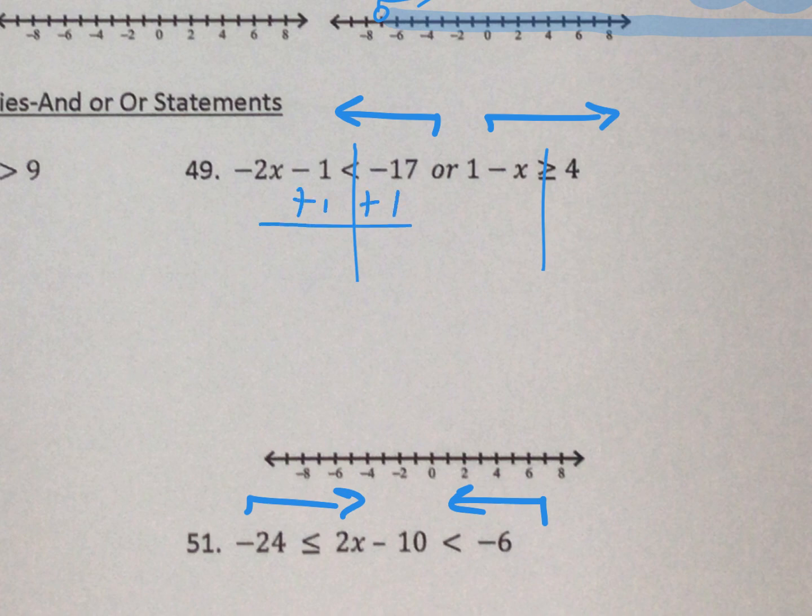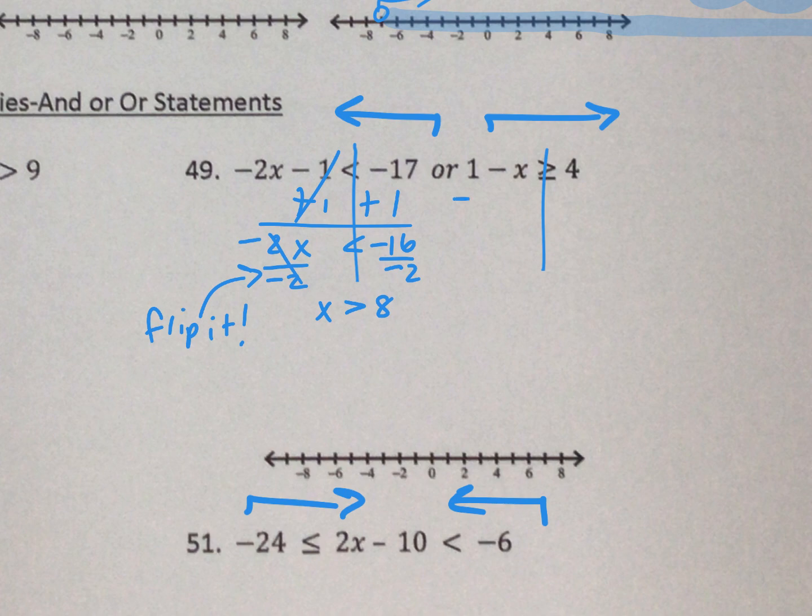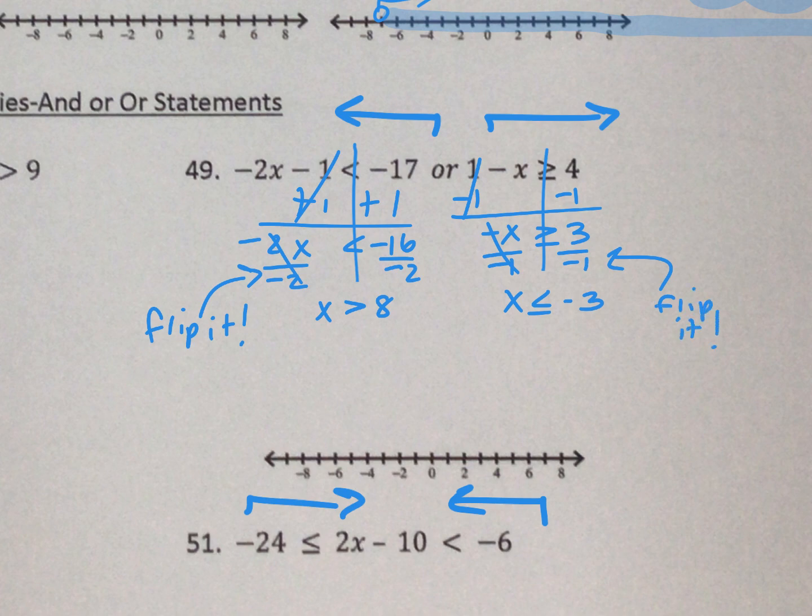All right, so we're adding 1. Negative 2x is less than negative 16, and I'm about to divide by a negative. So I know I have to flip that sign. Okay, flip it. And in this one, we're going to have to do it 2 times. All right, subtract 1. Negative x is greater than or equal to 3. Divide by negative 1. Can't leave x negative. But when you divide by a negative, again, flip it. All right, so x is greater than 8. X is less than or equal to negative 3.